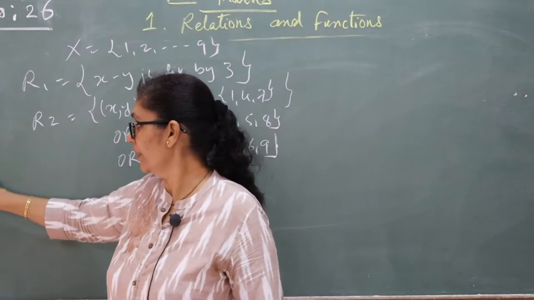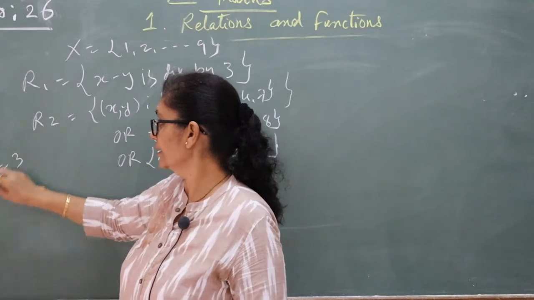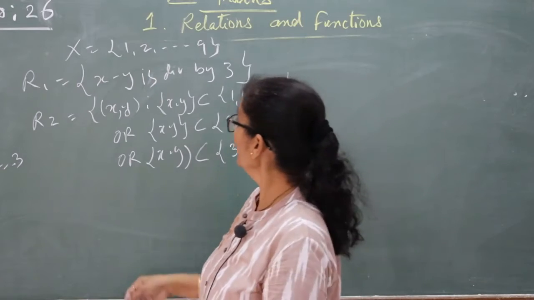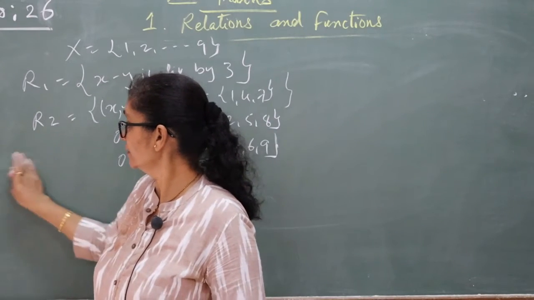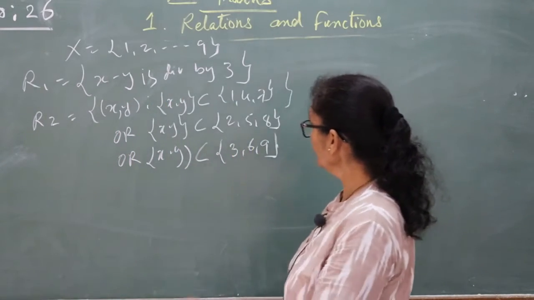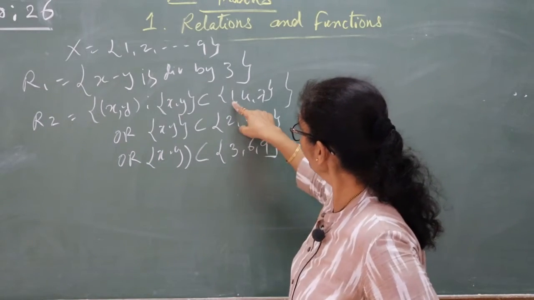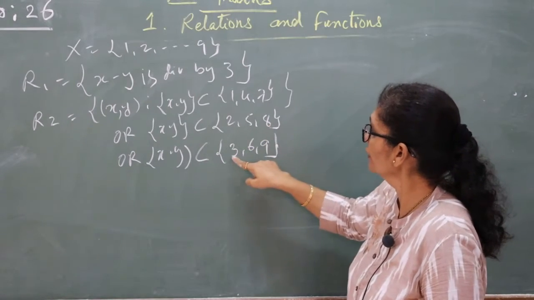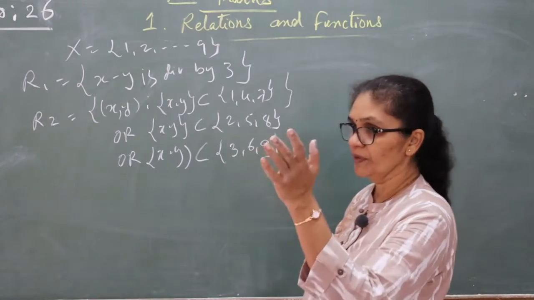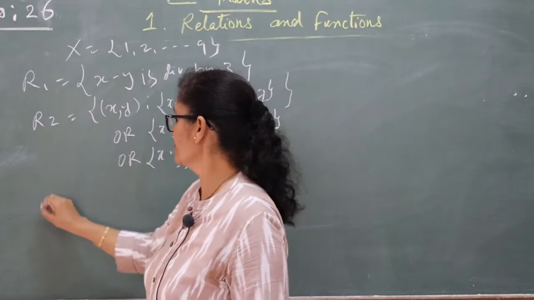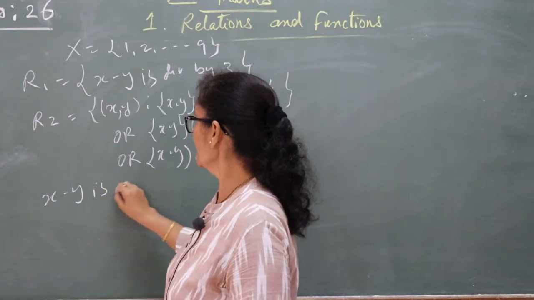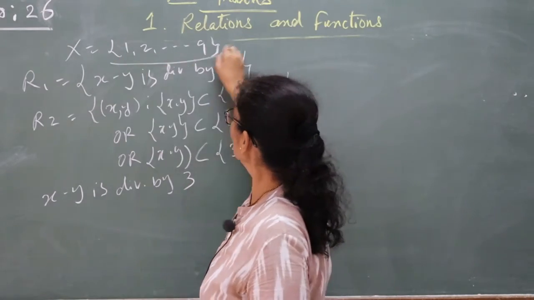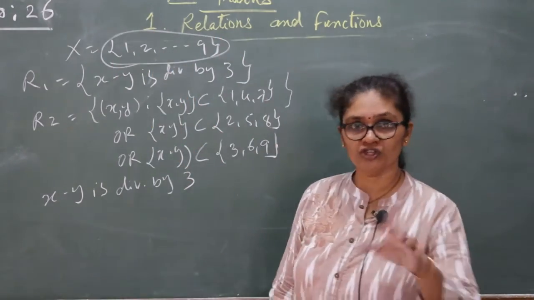If I take 1 minus 4, then I get 3. Though it is positive, negative doesn't matter, but we have to check what term we are getting. So when you take a difference of 3, then you get 1, 4, 7. The second set you get is 2, 5, 8, and the third set you will get is 3, 6, 9. So first we write x minus y is divisible by 3. Among these, you have to check the numbers divisible by 3.